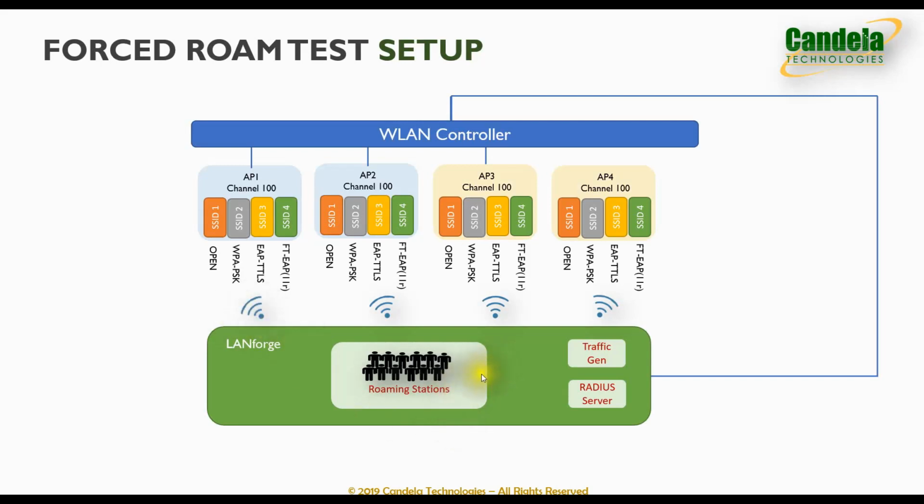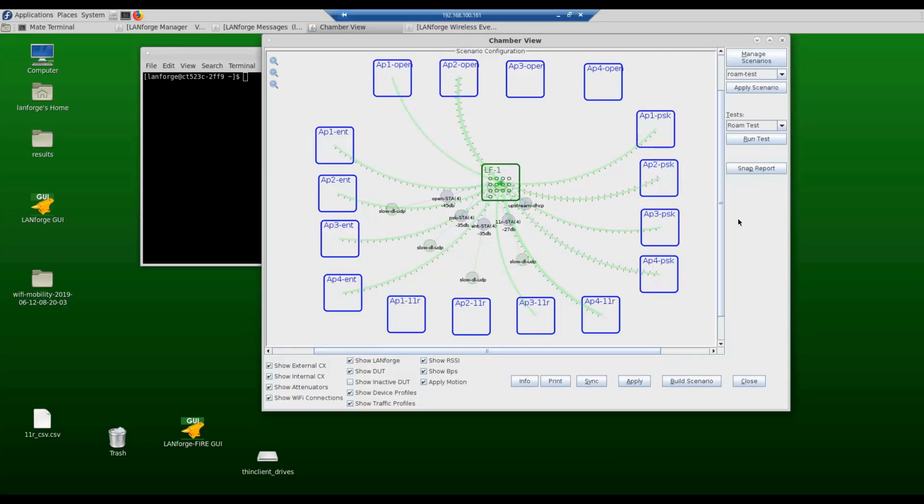The system also has traffic generation, and we are running traffic from the Ethernet endpoint through the wireless LAN controller to each one of these APs using the native traffic generation on the LANforge system. And we also have a RADIUS server on the LANforge system itself locally, and this RADIUS server is going to handle all the .1x authentications and certificate exchanges between the stations and the network. So let's jump to the UI.